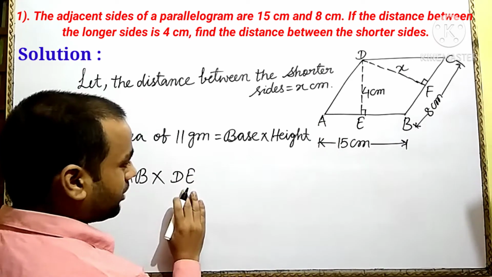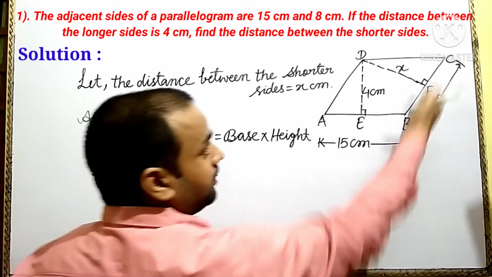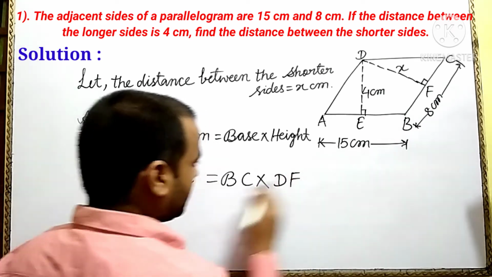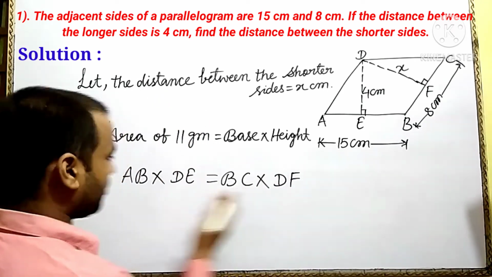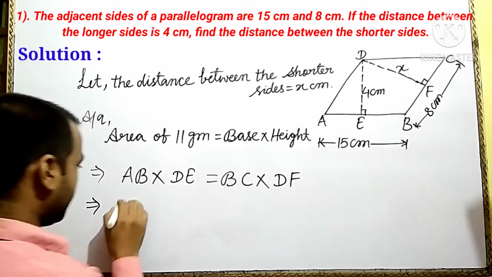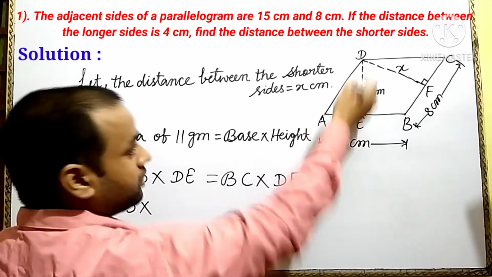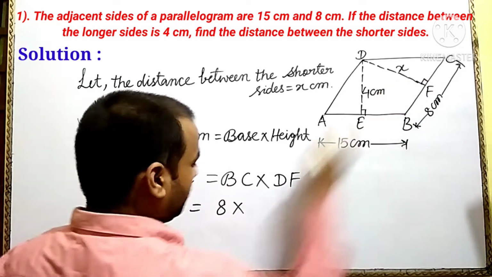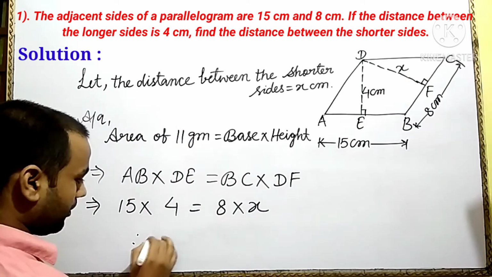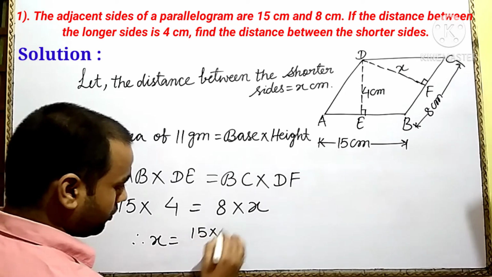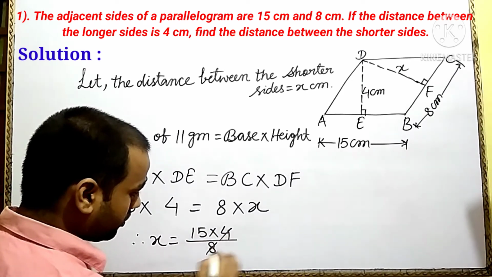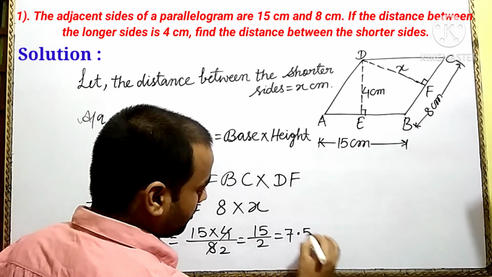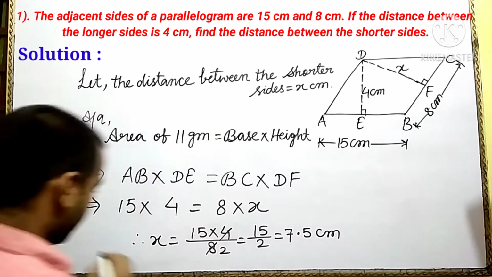This is area of parallelogram. Also, when we take base BC, the corresponding height is DF. Also, this is area of parallelogram. Both are equal. Here, AB is equal to 15, DE is equal to 4, BC is equal to 8, DF is equal to, we let here, x. So, therefore, x is equal to 15 into 4 upon 8, which is 15 upon 2, is equal to 7.5 centimeter.